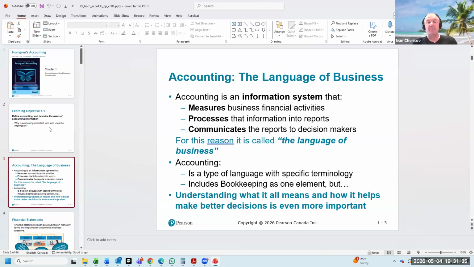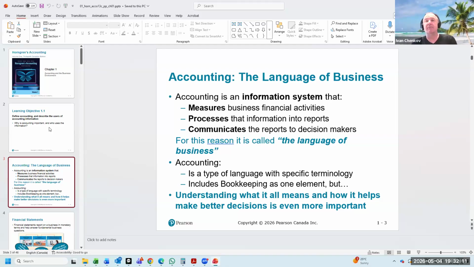So basically, the bank itself is going to measure how much you're receiving, who's sending you money, to whom you're paying, how much you're paying. It's going to process that information and communicate it to you in the form of a report, which will be your bank account statement. And in the bank account statement, you're going to see debit, credit, balance, description, date. Same thing as an accounting information system.